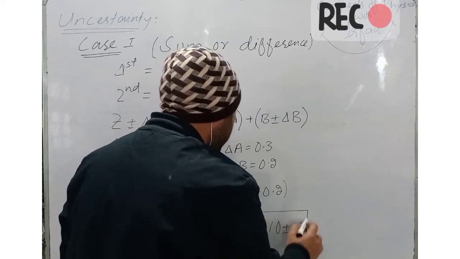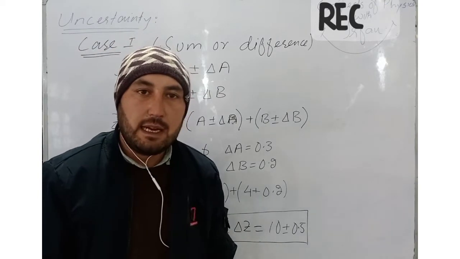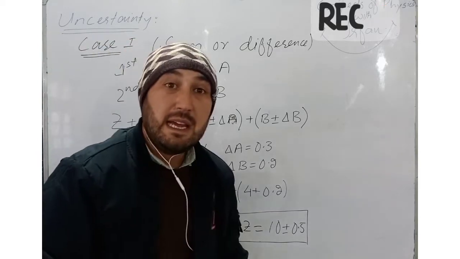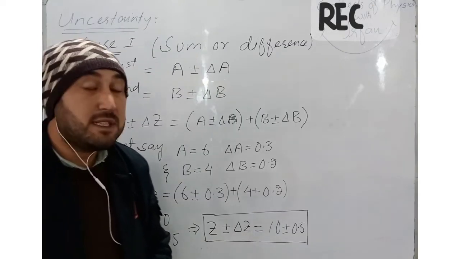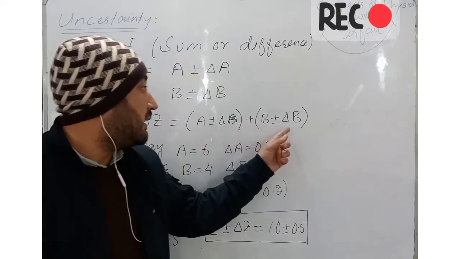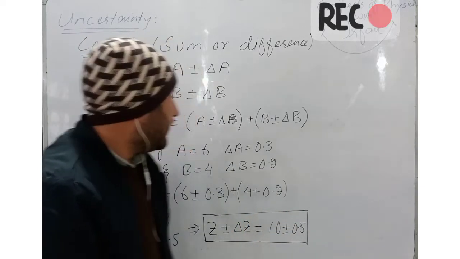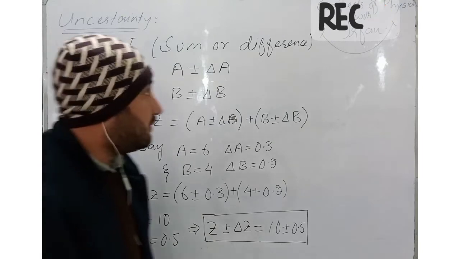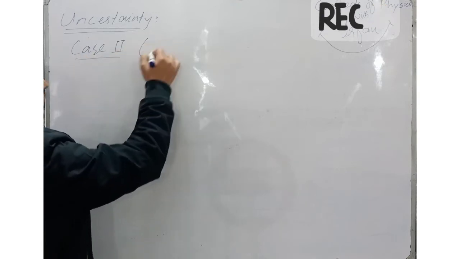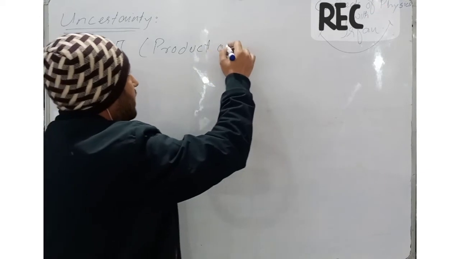So this is how we can find the uncertainty in such a calculation where addition or subtraction is involved. Regardless of whether we are adding or finding the difference between 2 physical quantities, we have to add the uncertainties, whether they are being added or subtracted. I hope that you can do the same for the difference. Next is the calculation where a product or quotient is involved.